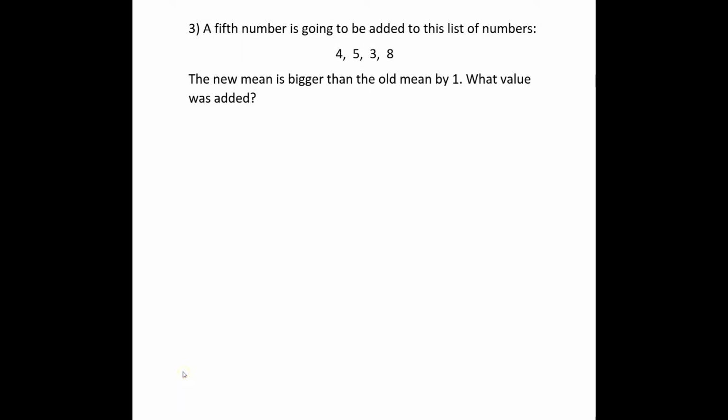We're now going to look at another question involving the mean average, which is reverse mean. We are given a list of numbers, 4, 5, 3, and 8. A fifth number is going to be added to this list of numbers. The new mean is bigger than the old mean by 1, and we want to know what value was added. The first thing I'm going to do, which will be worth a good 2 marks, is work out the old mean. That is the mean of the 4 original numbers.